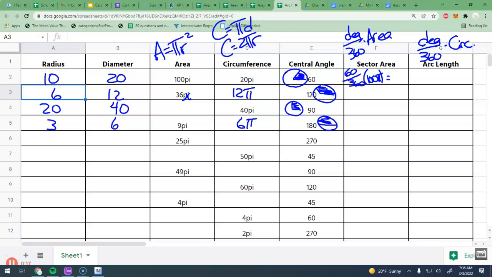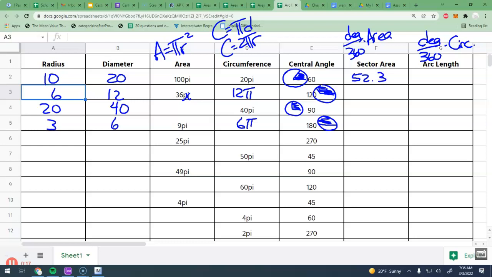So I'm looking for sector area. I get about 52.3. You can see where I'm getting it from. The degrees that they give me divided by 360, so that's that part of the circle. So you multiply it by the area to get that part of the area. So this would be 52.3-ish.